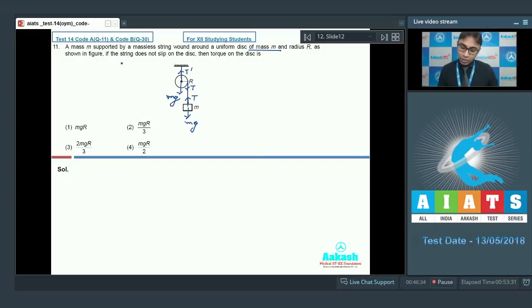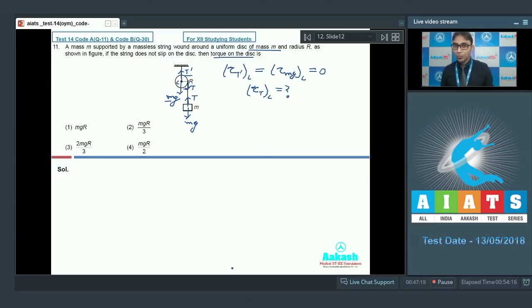So we need to calculate the torque on the disk. Let's say this is the center C of the disk, and this mg and this T dash are passing through the center. So the torque of T dash about the center and the torque of mg about the center must be equal to 0 for the disk. I am talking about the disk. So there will be the torque of only one force, that is this tension T. So we need to calculate the torque of T about the center.